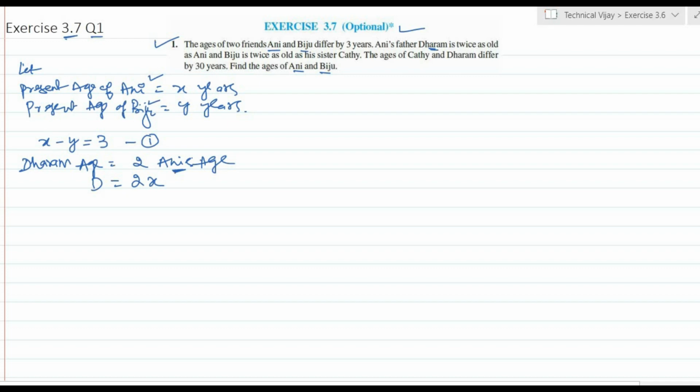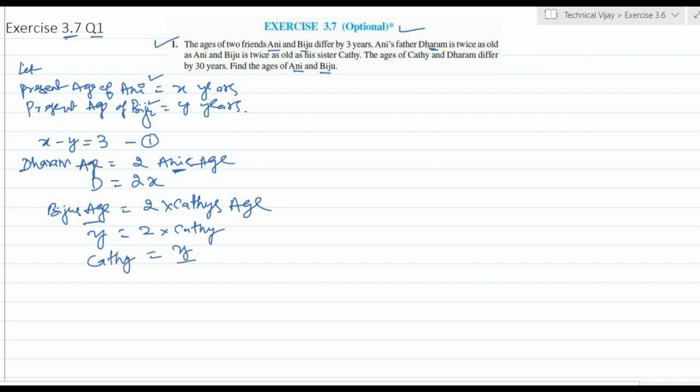So now Biju is twice as old as his sister Kathy. Okay, so Biju's age is equal to 2 into Kathy's age. So Biju's age, that is y, is equal to 2 into Kathy's age. So now Kathy's age is equal to y divided by 2.